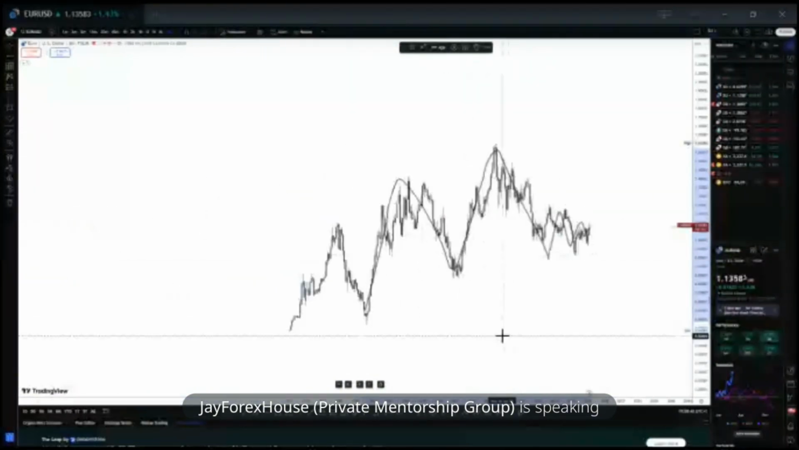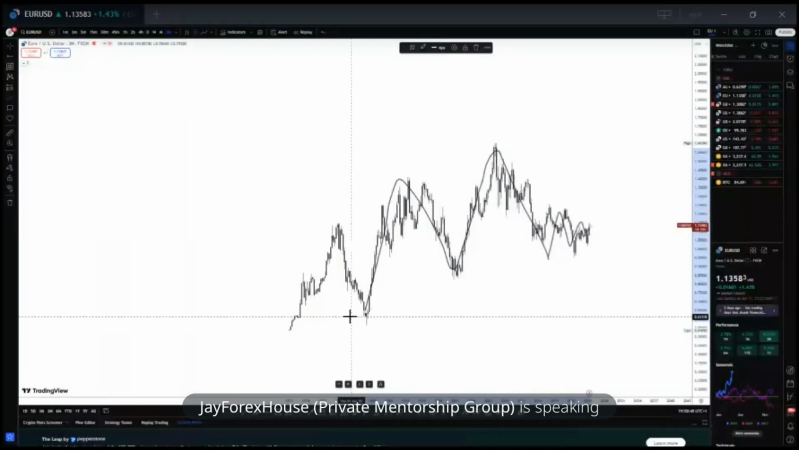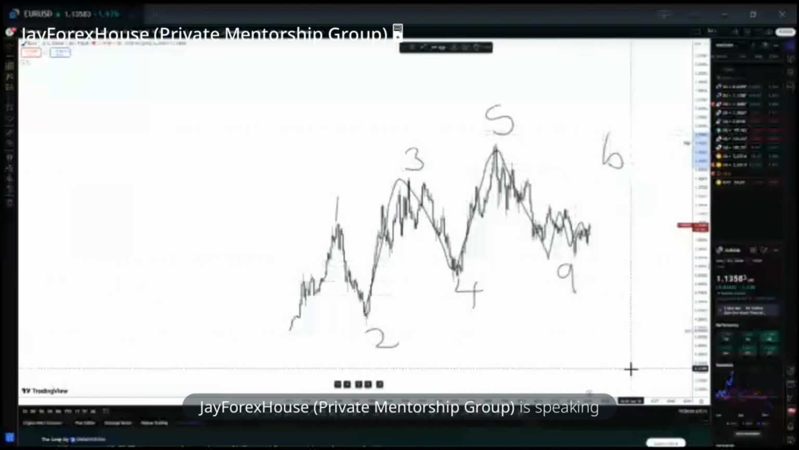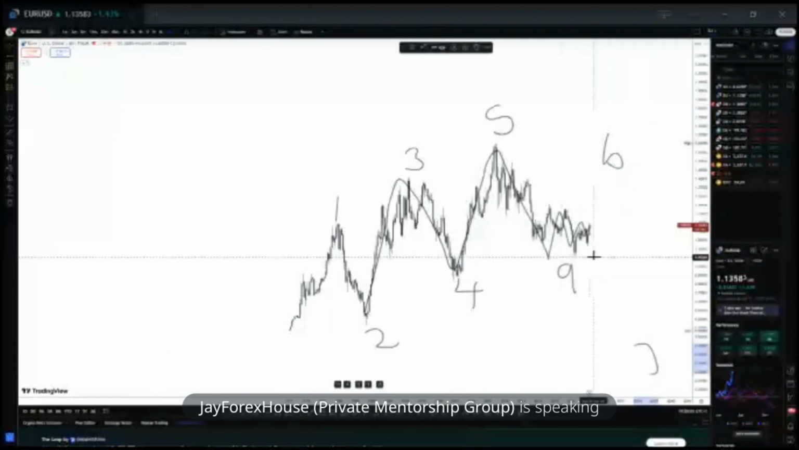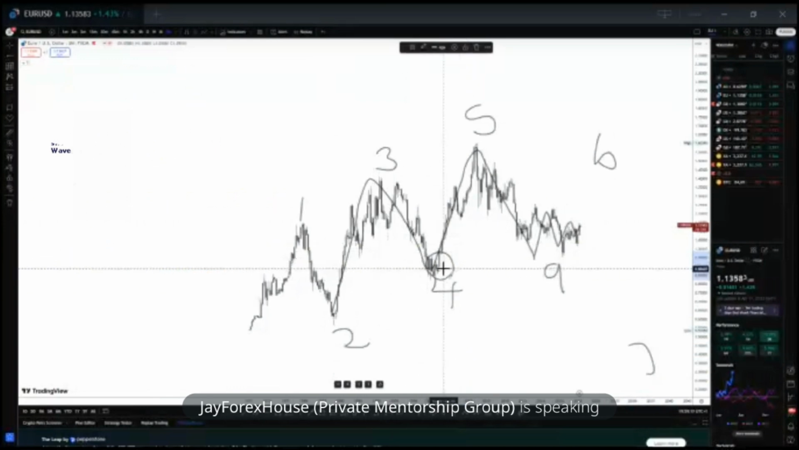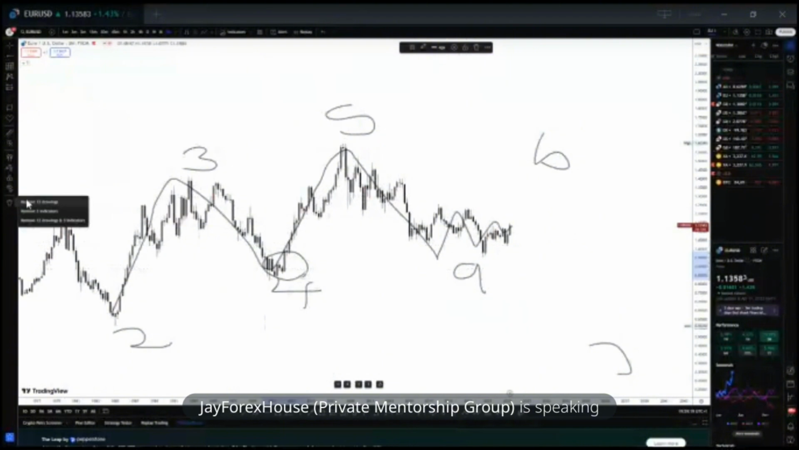So if we were to do something like this, we can say this is a 1, 2, 3, 4, 5. And then this will be an A, maybe a B, then a C. But we can't assume this, and I'll tell you why, because of the rules of Elliott wave. This 4 doesn't really rhyme with the rules, so we can't assume that.